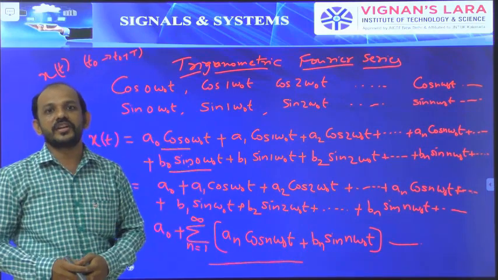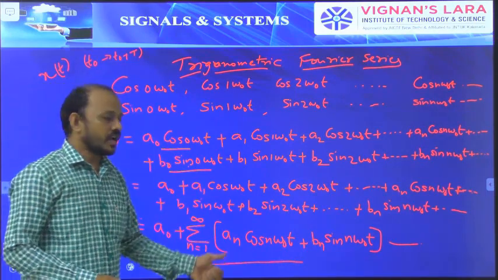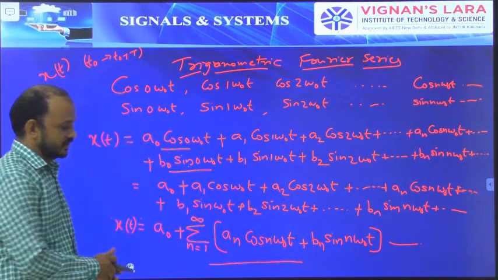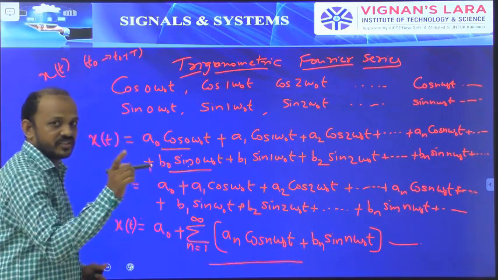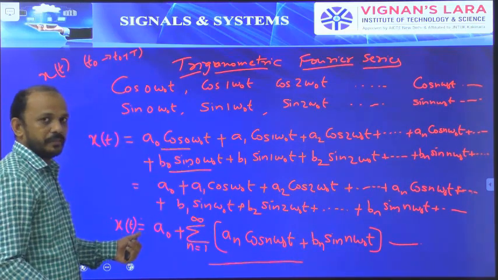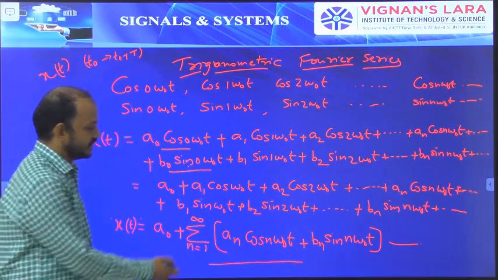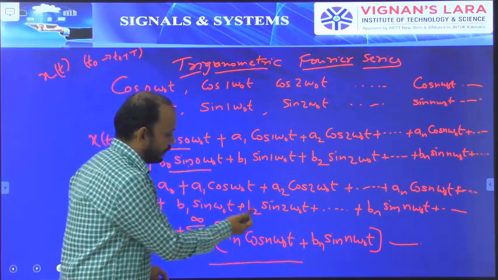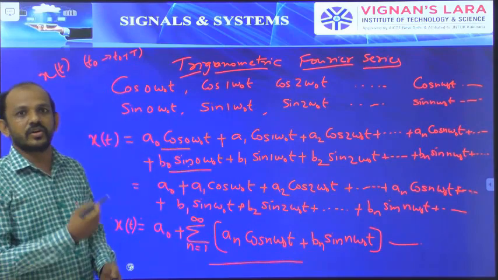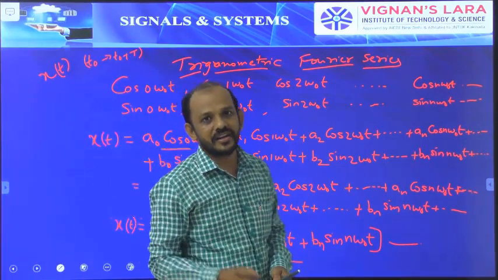So this is the trigonometric Fourier series, a representation of a continuous time periodic signal x of t. This equation is the trigonometric Fourier series representation of a continuous time periodic signal x of t. Why? Because it is in terms of an infinite sum of sines and cosines. So we will call it a trigonometric Fourier series.